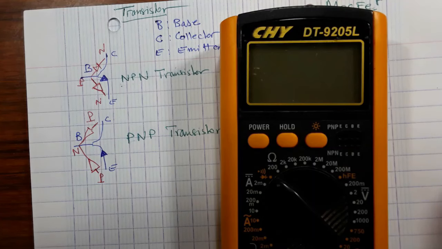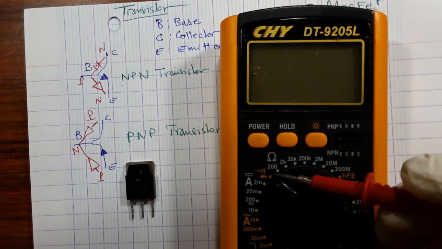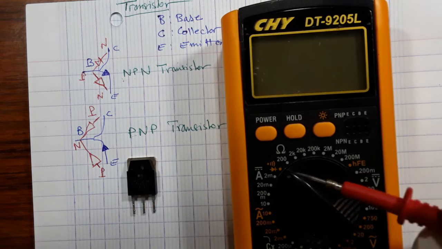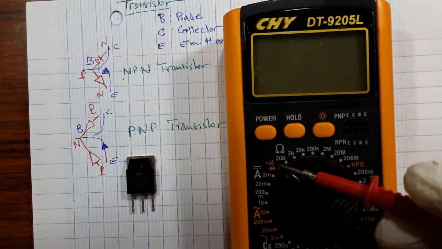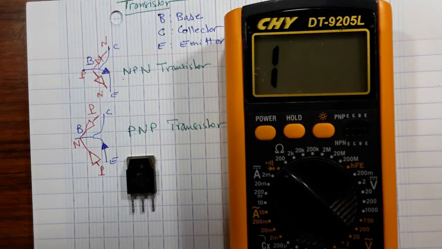So let's put the multimeter here, as you see, using this. First, we should choose the buzzer option or the continuity option, as you see over here. Okay, this is the continuity option, and then power on the multimeter. Now, I don't know if this transistor is PNP or NPN. I should first check using the probes.